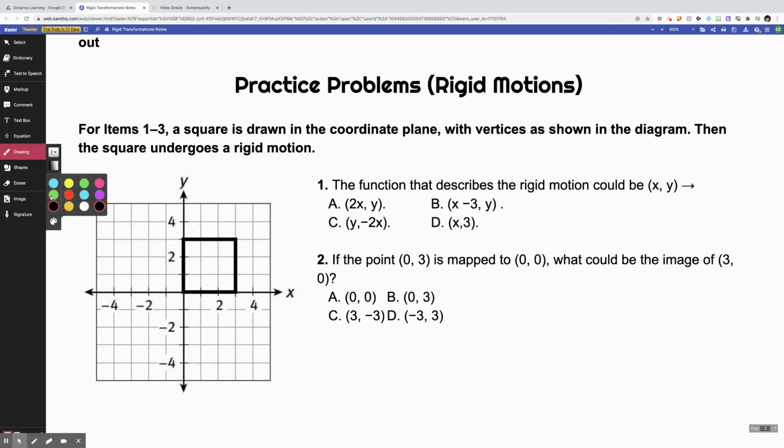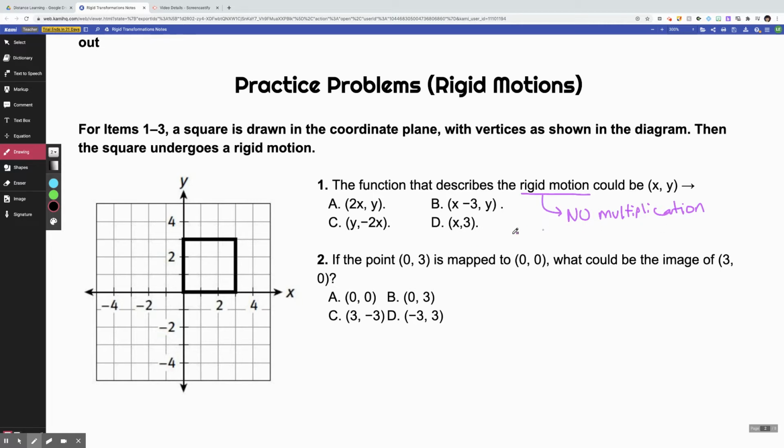For these first couple of questions, I'm dealing with this lovely square right here, okay? Question one says, which of these functions describes a rigid motion? Okay, so for rigid motions, you don't want any multiplication, right? The only exception would be if you're multiplying by -1, meaning changing the sign.